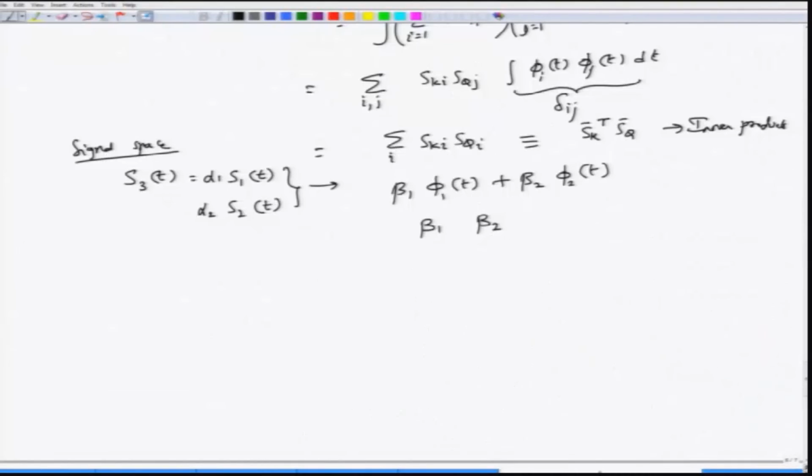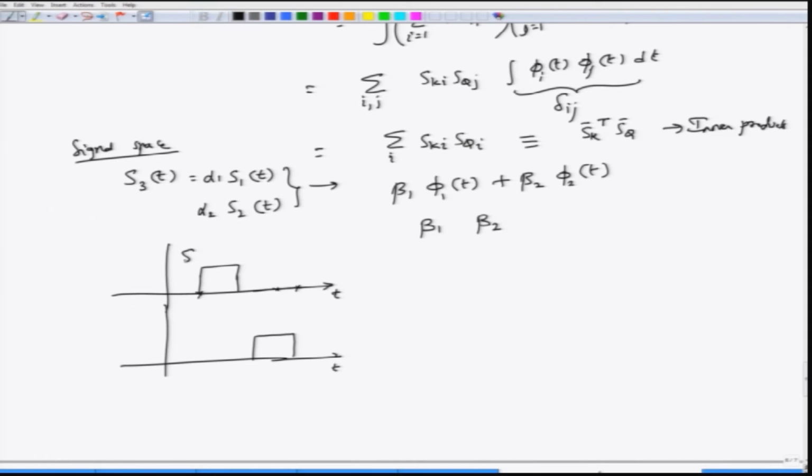So, if we go back to the signal space, S3 of t can be written as some linear combination of S1 of t and S2 of t. If you recall what S1 of t and S2 of t looked like, this is how S1 of t looked and this is how S2 of t looked, over the duration t1 to t3. Over this duration, the inner product of these two is clearly equal to 0, meaning that these two are already orthogonal signals.